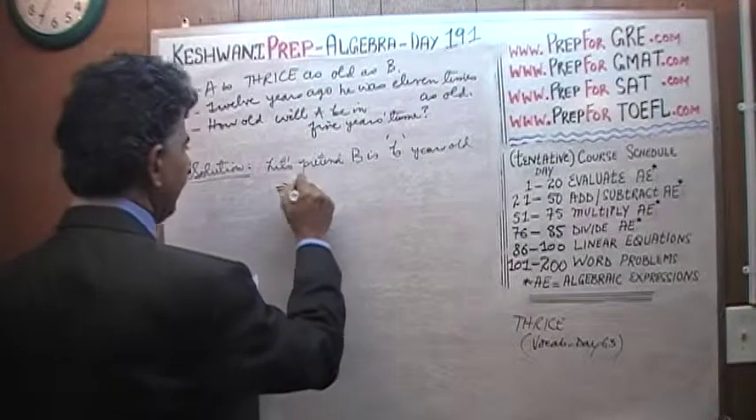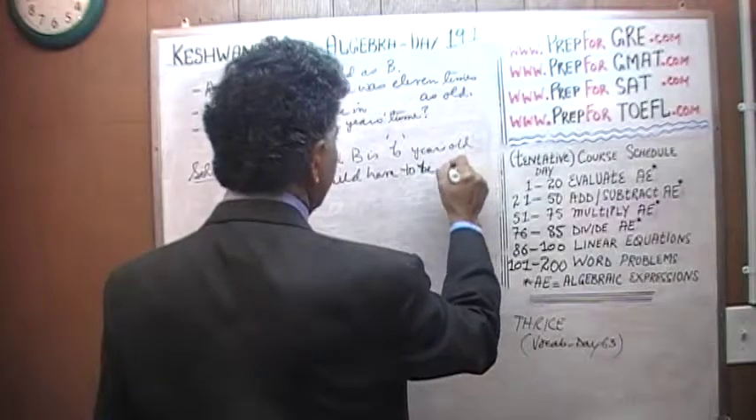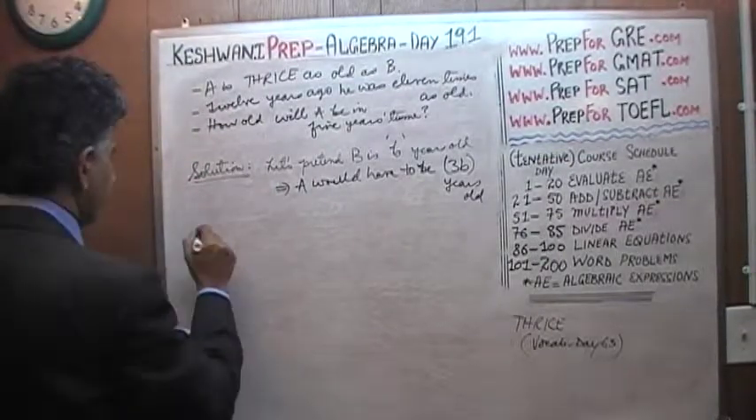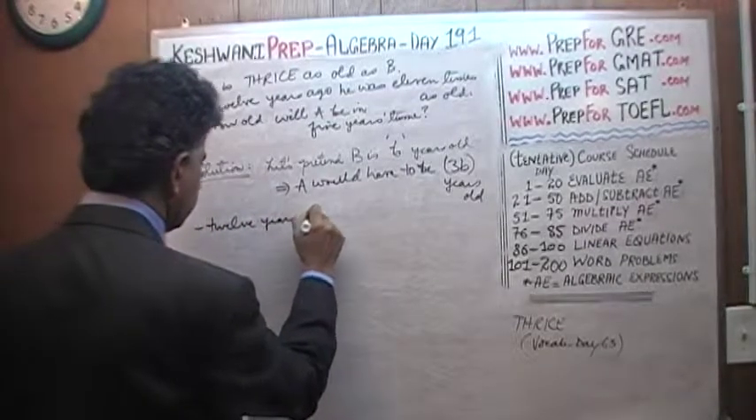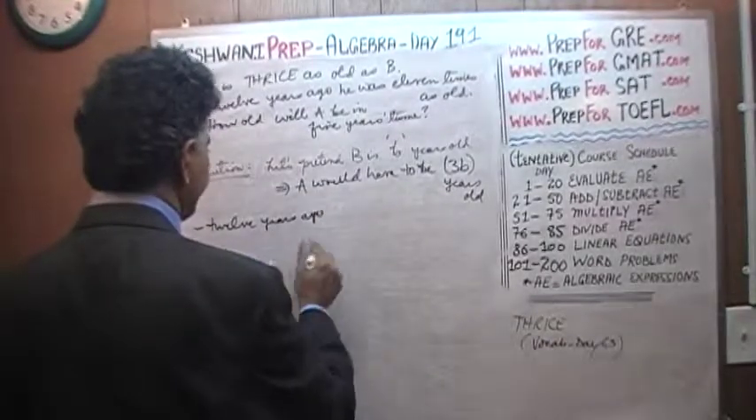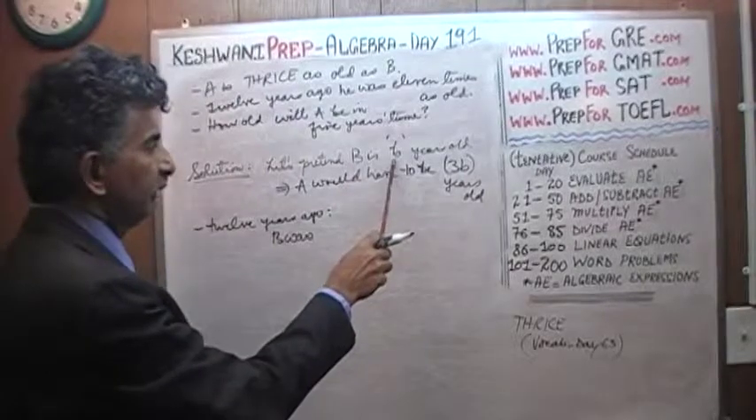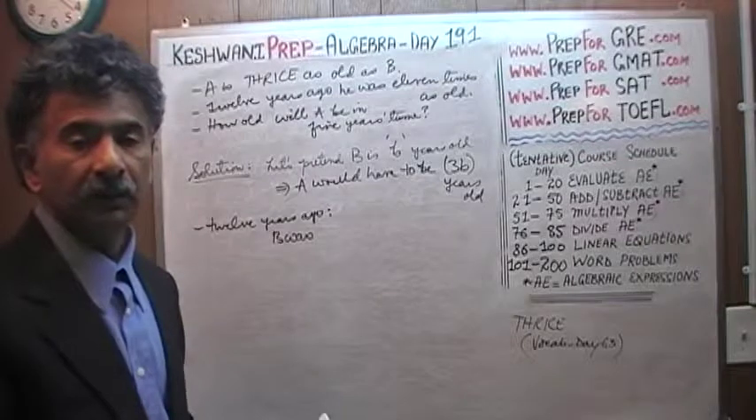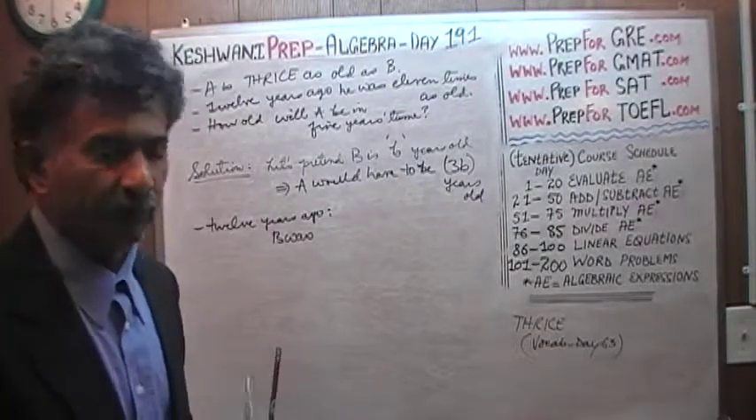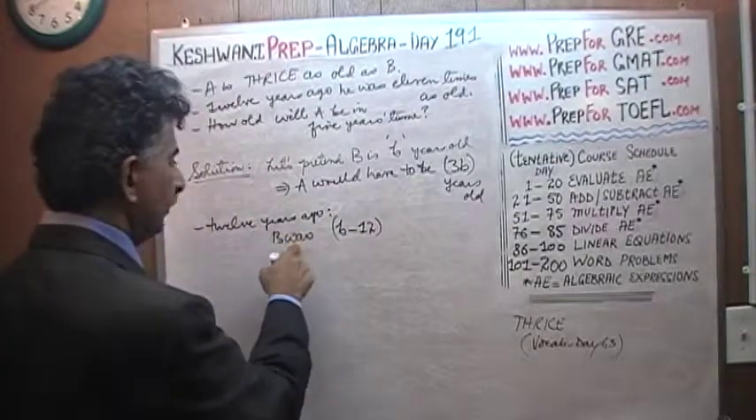If that were the case, then A would have to be 3 times B years old. Makes sense? Now let's talk about what happens 12 years ago. How old was B 12 years ago? Well, we're pretending that Mr. B is B years old today. B is some quantity we do not know obviously. If he's B years old today, then 12 years ago, he must have been 12 years less than his age today. 12 years ago, B was B minus 12 years old.